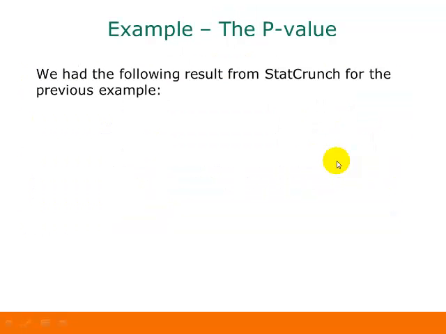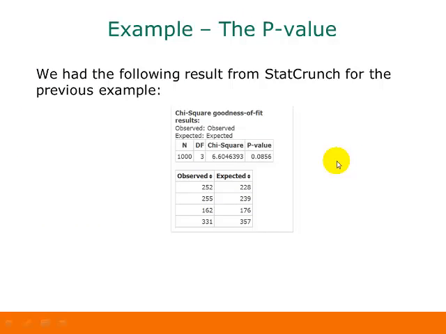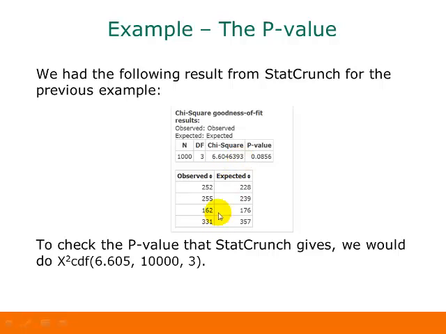Here's an example. Here's the result we had before from StatCrunch. We found our test statistic for this one was approximately 6.605. If we want to check this p-value that StatCrunch gave us, on our calculator we would do chi-squared CDF of 6.605, put in a big positive number, and 3 because we have 4 categories here. So the degrees of freedom is 1 less than that.